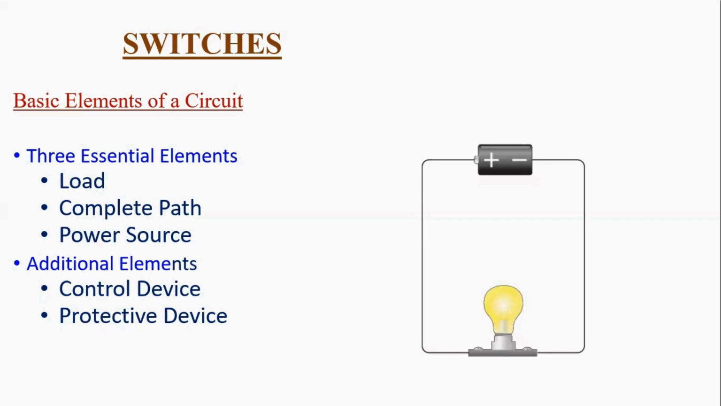So switches are the very basic element, or rather essential element of a circuit, that you have to remember. It is also called a control device or protective device, right? Controls. That means we can control the flow of electrons which are running the circuits. Then we will come to the next slide.